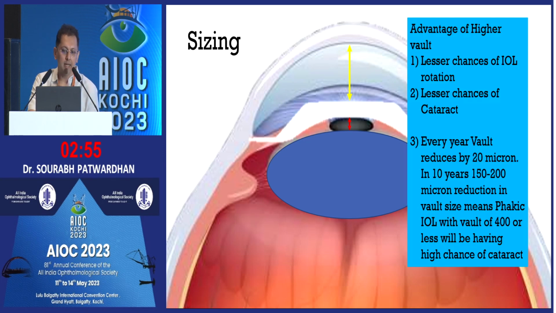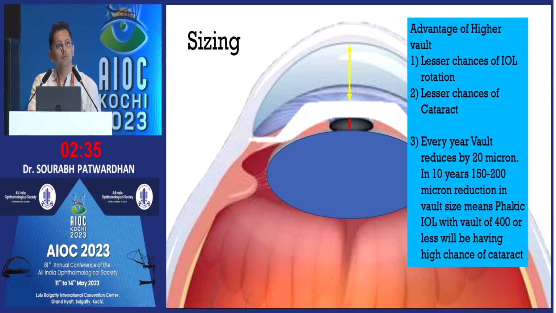The reason is that with higher vault, there is lesser chances of IOL rotation. That's what I have seen. Lesser chances of cataract. And remember that every year the vault reduces by around 10 to 20 micron. It may vary patient to patient. So if you see after 10 years, the vault is going to be reduced by 150 to 200 micron.